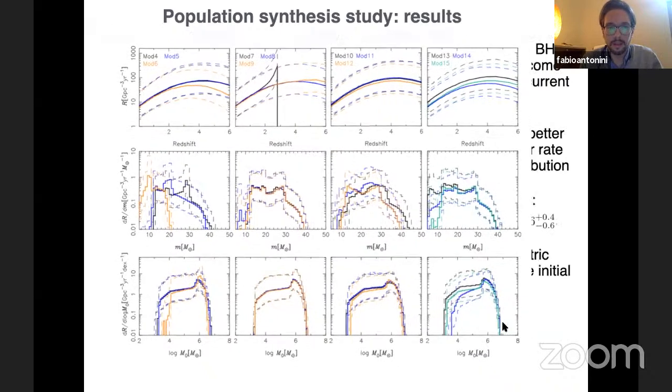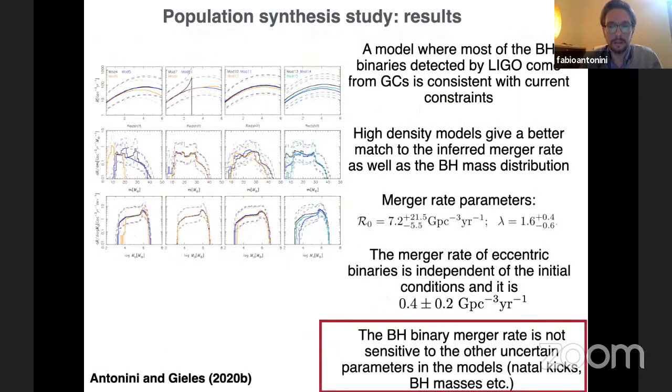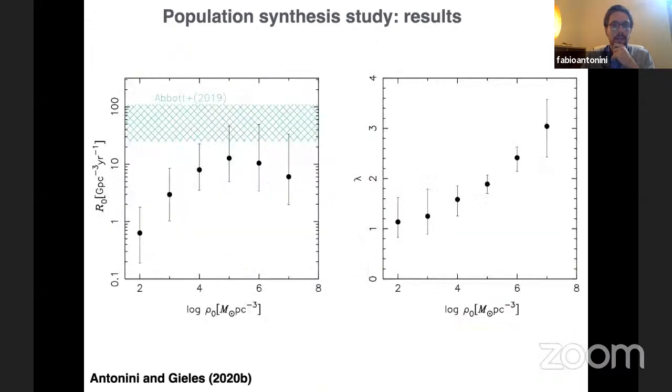And so the last conclusion from this work is that the binary black hole merger rate is not very sensitive to these other uncertain parameters in the model, such as natal kicks, black hole masses, and globular cluster formation time. And why is this important? Well, it's important because then you can think, for example, of constraining the initial cluster density, which is one of the only parameters that affects the merger rate, by using gravitational wave observations. And this is just an attempt at doing this in this plot.